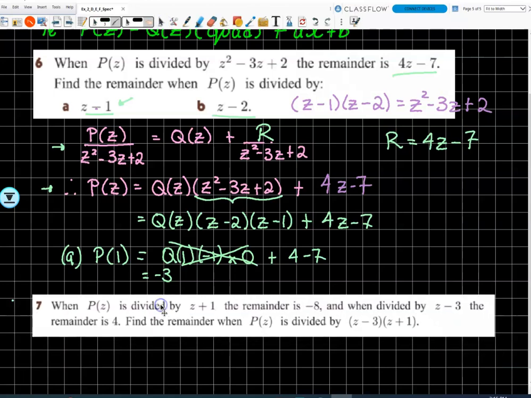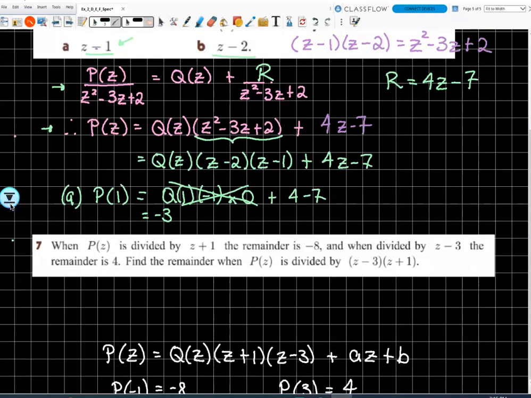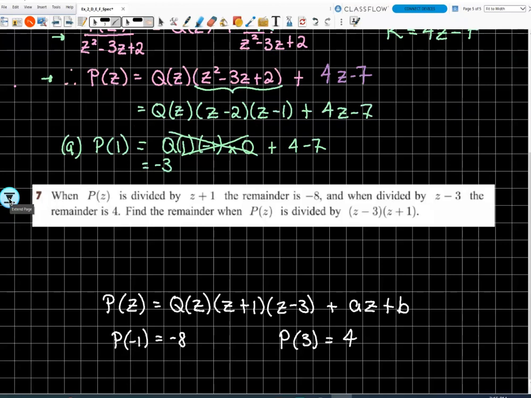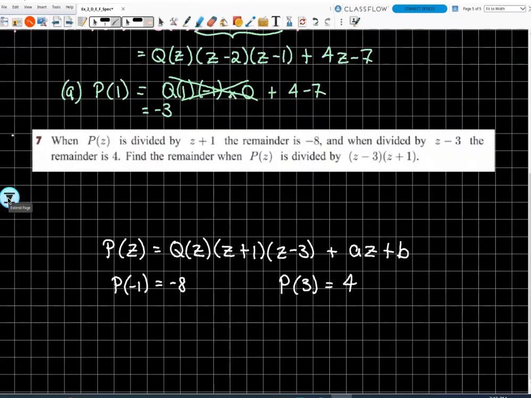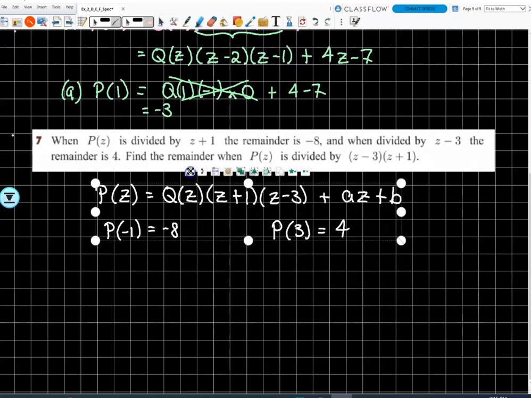And then, what did we do with 7? Oops, don't know what happened there. So hopefully you had a go, class, with 7, and we've got when p of z is divided by z plus 1, the remainder is minus 8, and when it's divided by z take 3, it's 4. Find the remainder when it's divided by the quadratic.